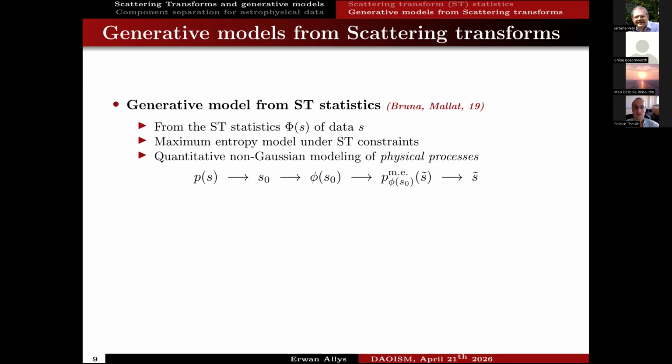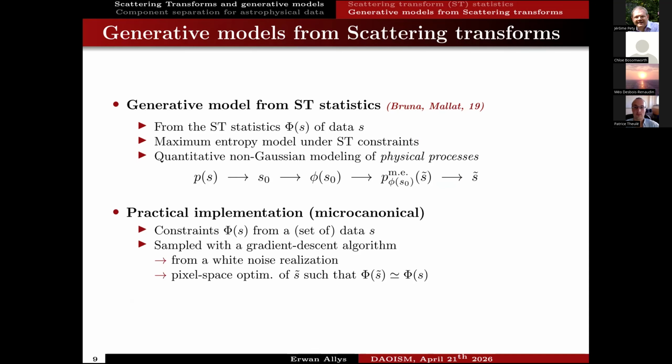And this is done in a proper information theory framework. This is a maximum entropy distribution, which is the most general model that you can construct under the information you put into the model, which is the scattering statistics. And from a numerical point of view, the implementation is quite straightforward. If you put yourself in a microcanonical setup, I won't go into the details, but okay, you have your constraint, and if you want to generate a new map, you sample a white noise and you do a gradient descent in pixel space such that you reach at the end of the optimization a new map which has the same statistics as the initial map, and this is your sample, okay?